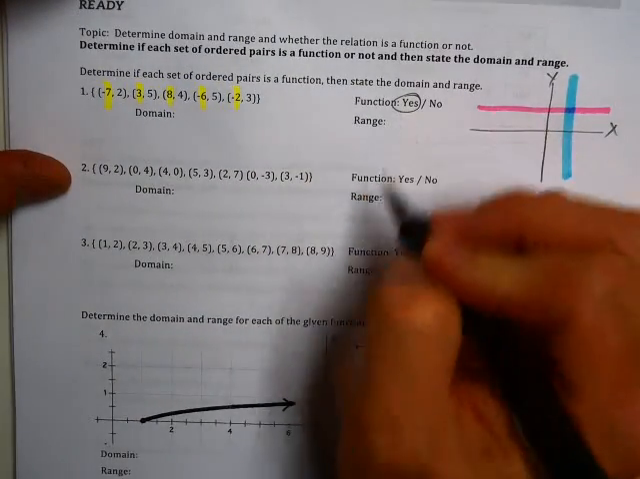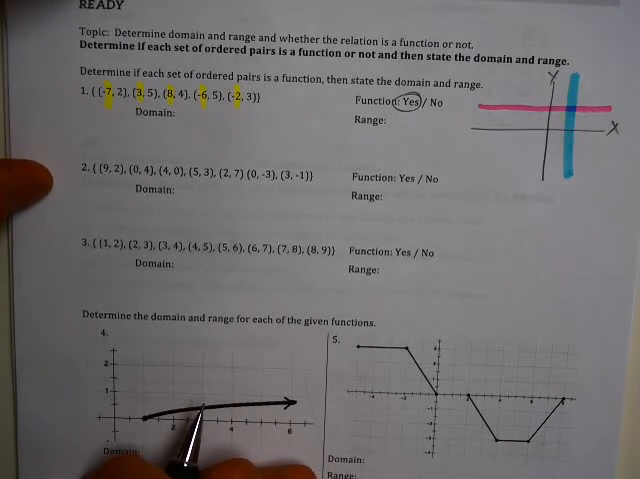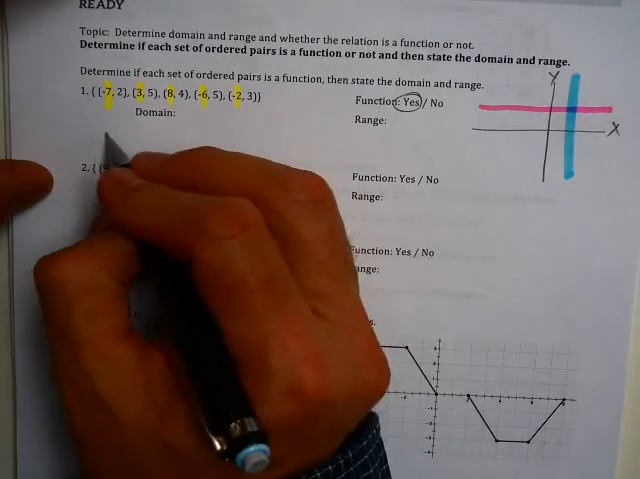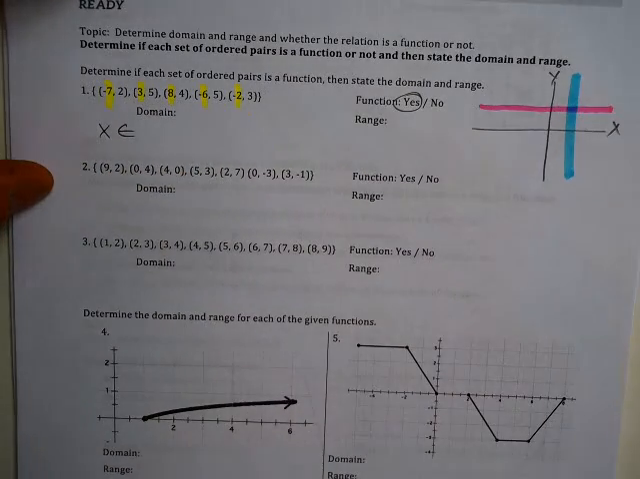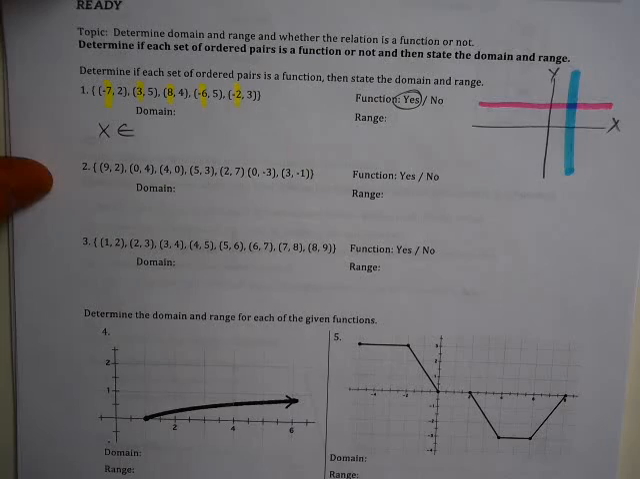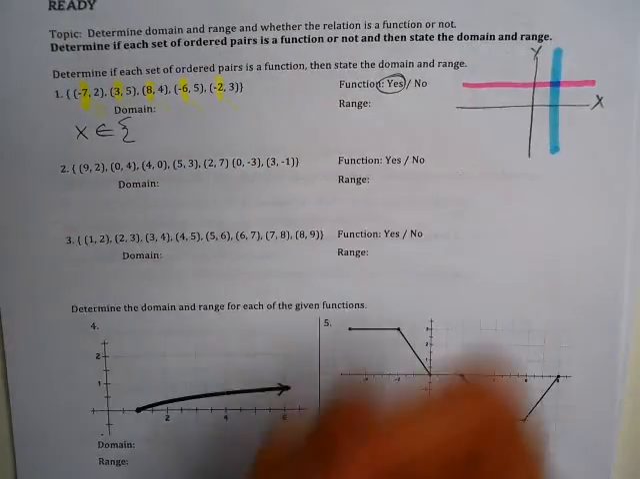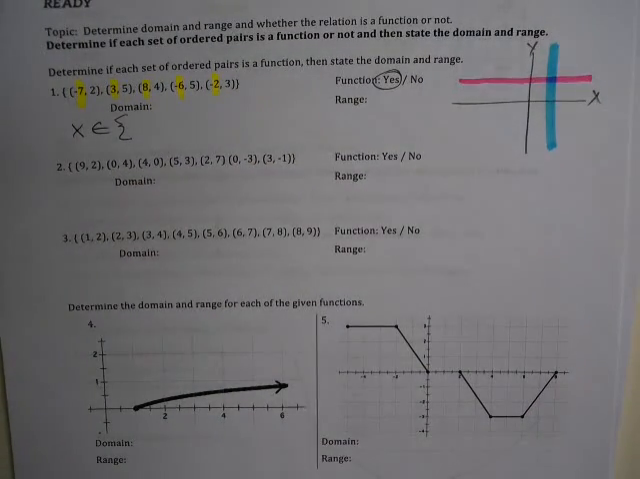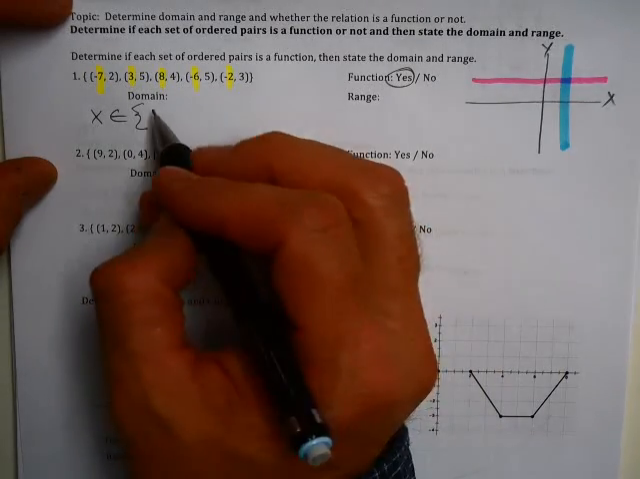So this is a function. There's no repeat of the x. And the domain. It's been a while since we've seen one like this. X is an element. This is a discrete situation. It's a series of points, not a line. So we have to list the domain differently. We use these ellipses things that have taken me years to still not perfect. So do the best you can.